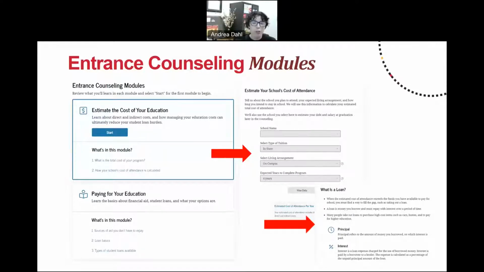The Paying for Education module discusses sources of aid that you don't have to repay, like grants and scholarships, federal work study, and the tuition payment plans. It also defines basic loan terms like principal and interest. You'll also learn about how federal student loans differ from private education loans. Again, there will be a couple of knowledge check questions to answer at the end of each module before you will be able to move on to the next section.